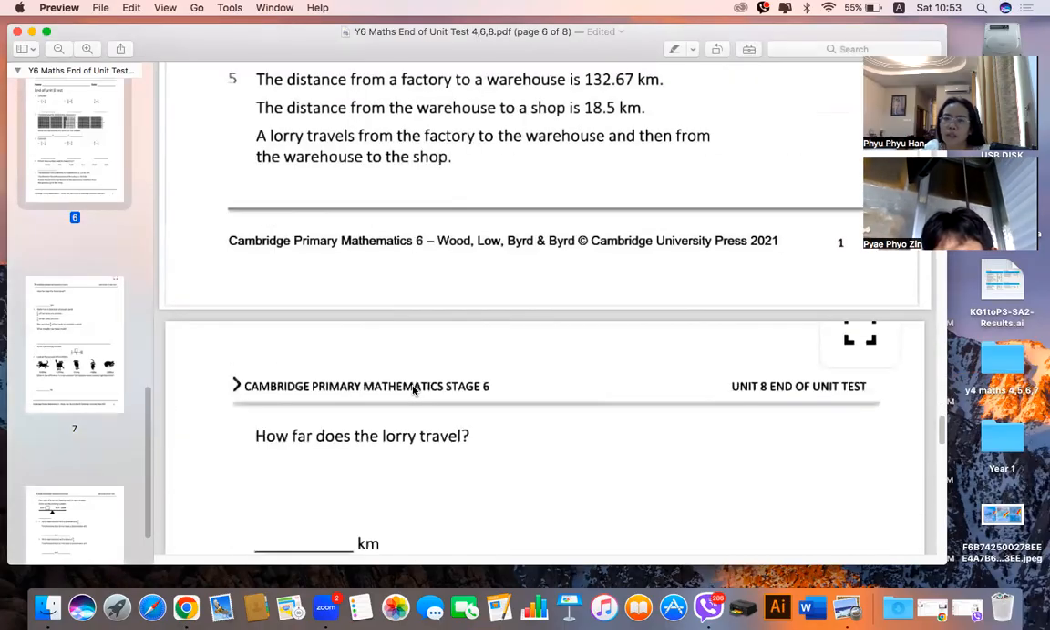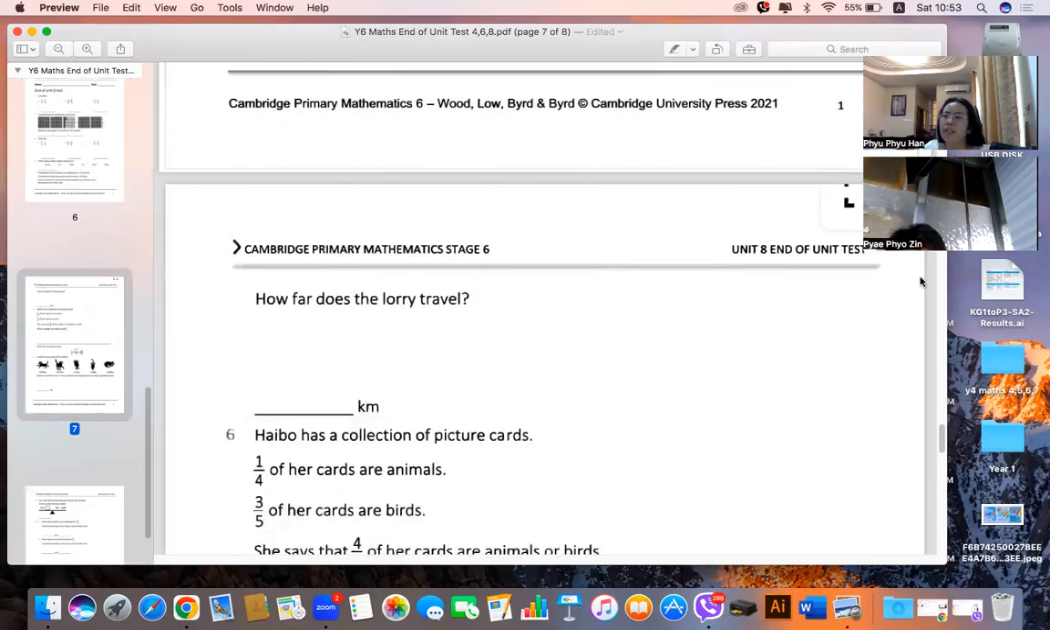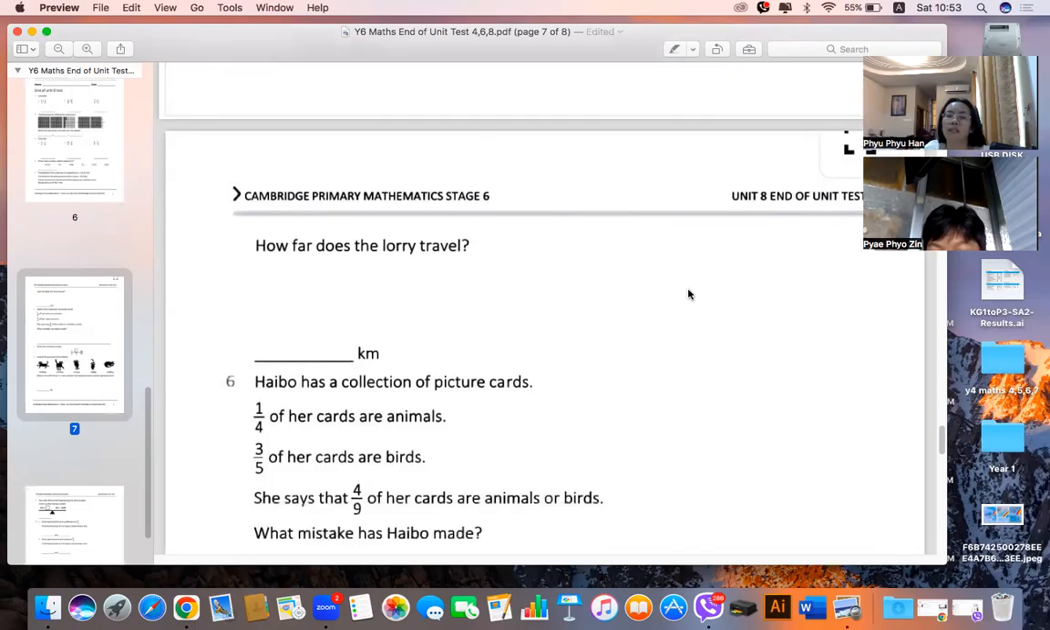So do you allow to use calculator in your exam or no? As if you have to use, but not as in. Oh, okay.